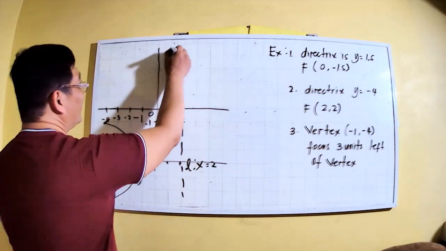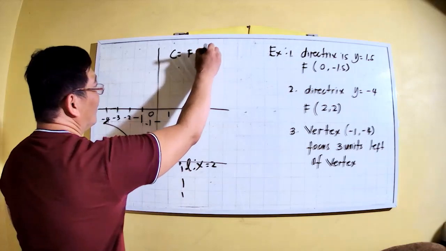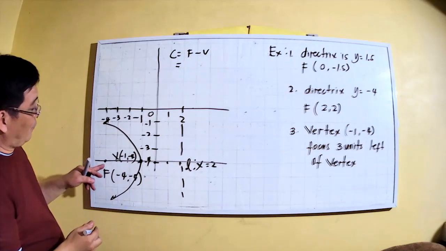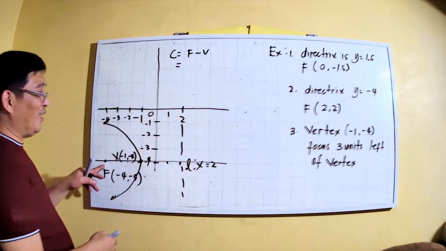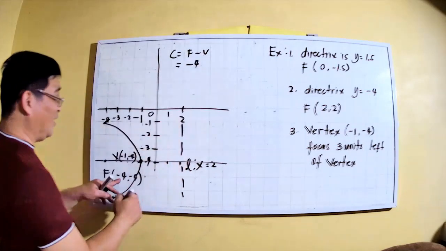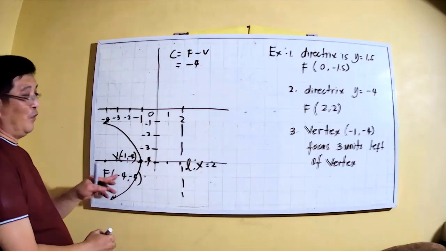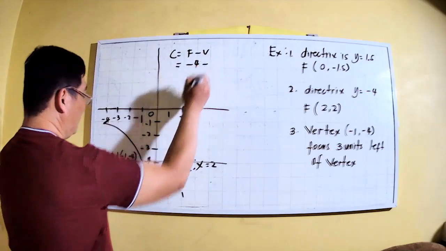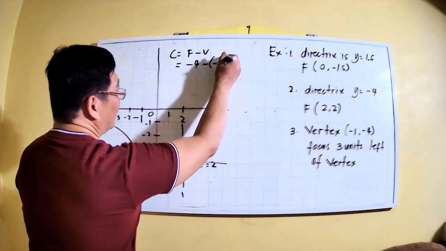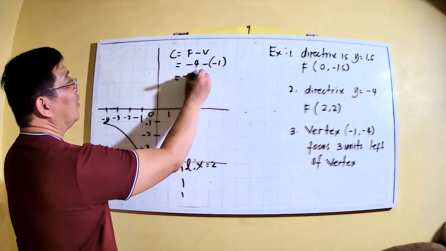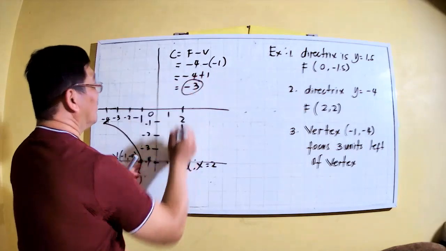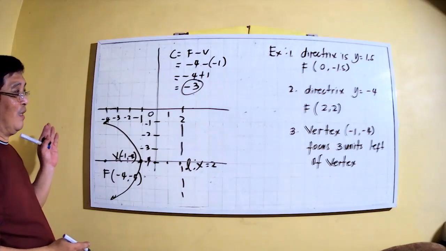Check nga natin kung ano yung value ng c. C is equals to f minus b, wherein f is equals to f, dahil x yung pinag-uusapan yung axis of symmetry, yung -4 yung kukunin natin na isa, pero -4 sa x value. Minus, ito naman, -1. So, this is equals to my -4, negative, magiging +1, that's equals to -3. So, -3 opens to the left.